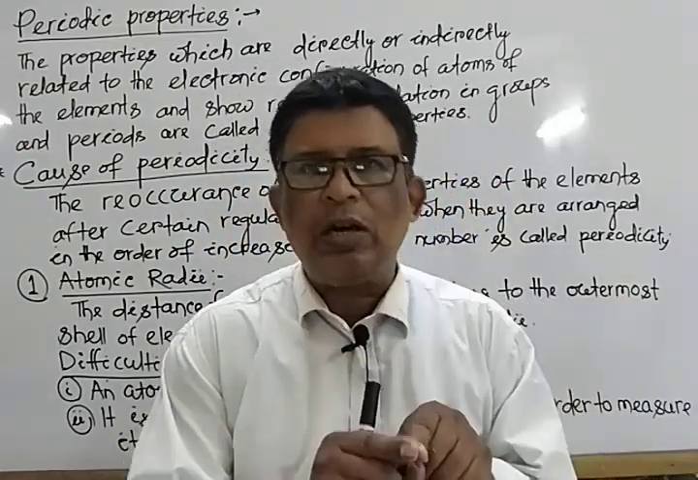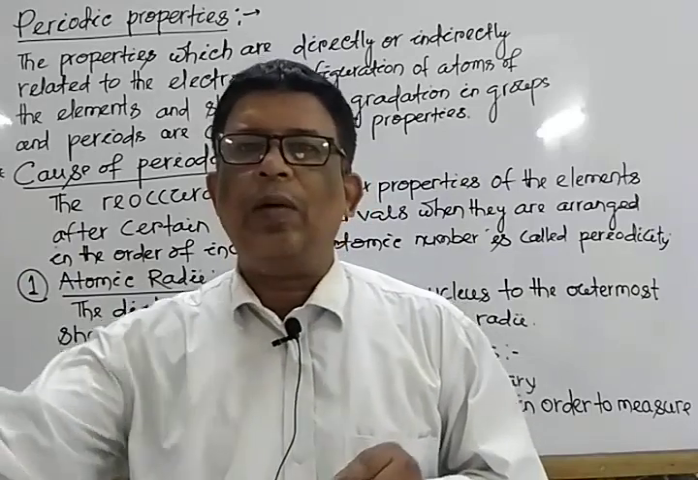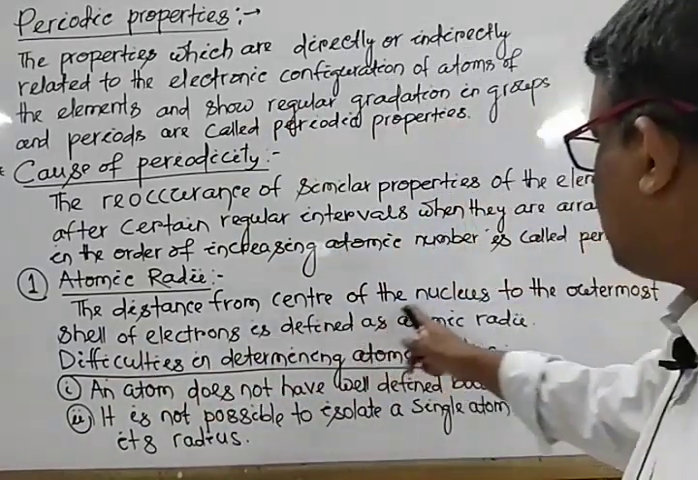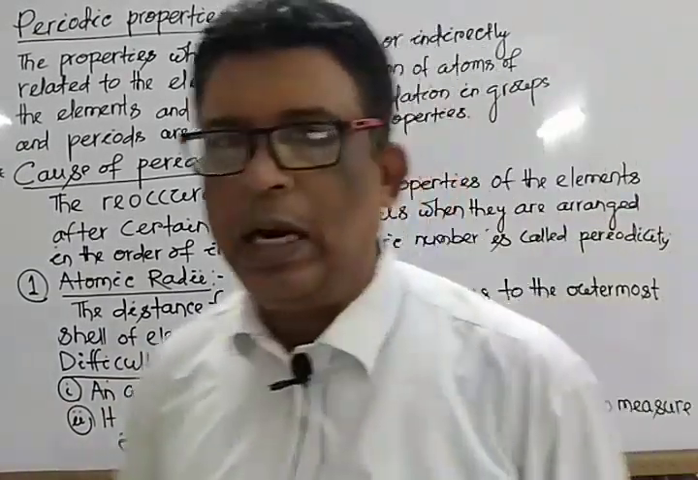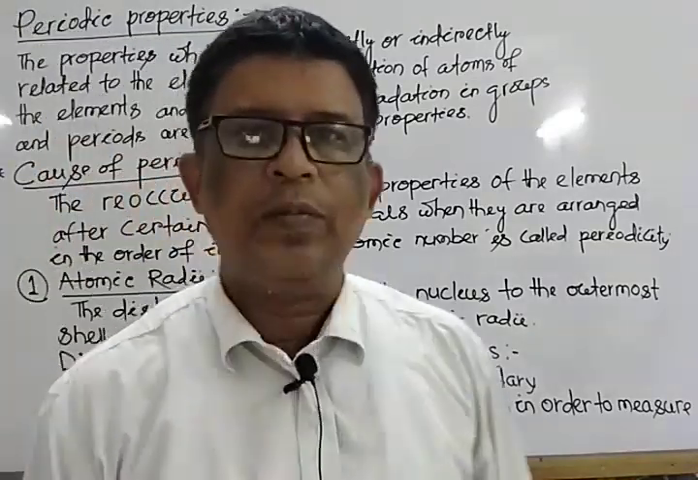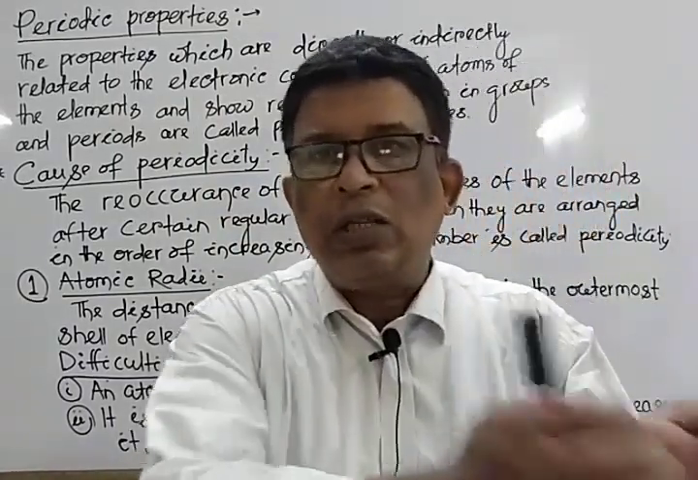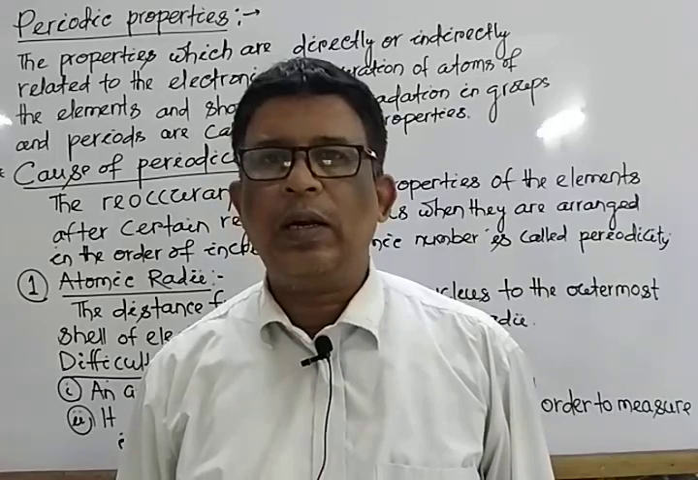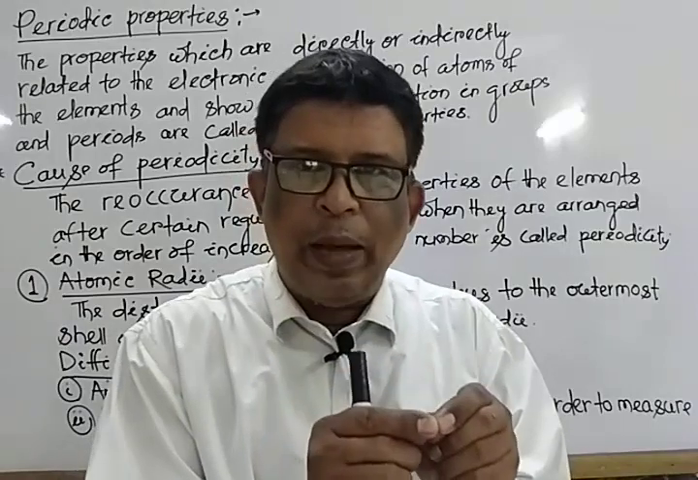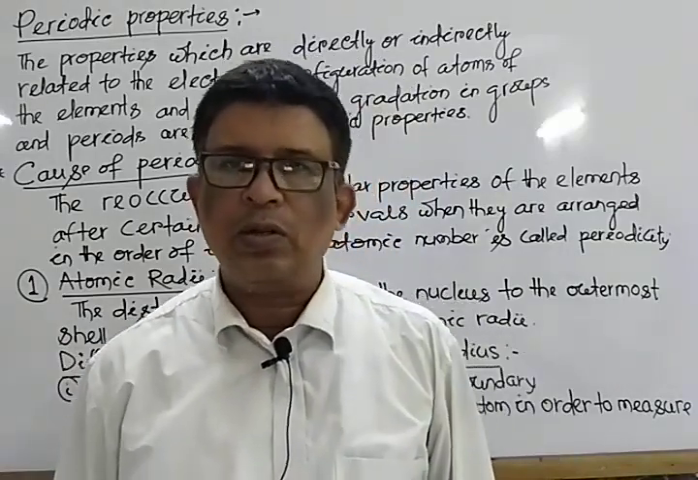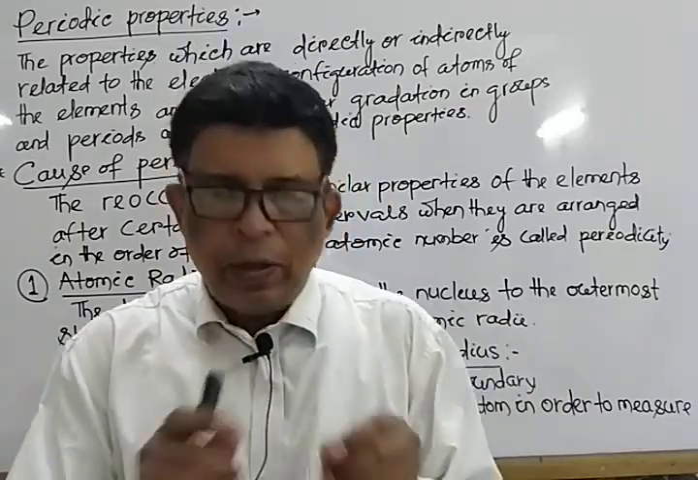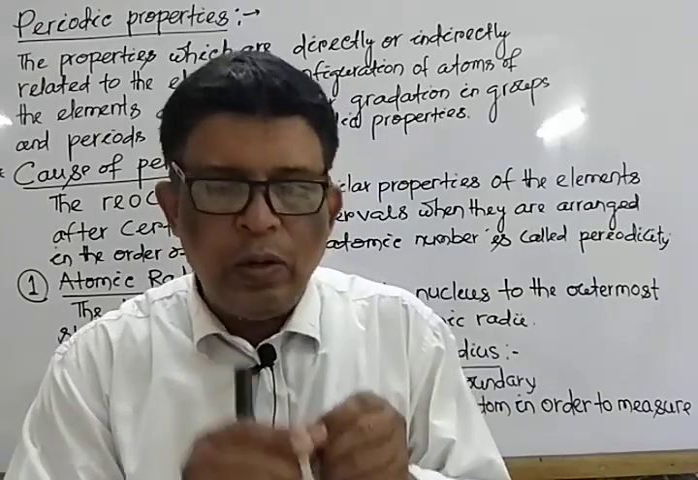That means the distance from the center of the nucleus to the valence shell where there is an available electron is known as atomic radius. Mark that. The distance from the center of the nucleus to the valence shell, the outermost shell of electrons, is defined as the atomic radius. But there is some difficulty. That is, isolating a single atom is a difficult one. Next, there is no fixed boundary that one is able to measure from the center to the valence shell, because we know that the probability of finding an electron is everywhere, never zero. So it is difficult to mark the boundary line from the nucleus.